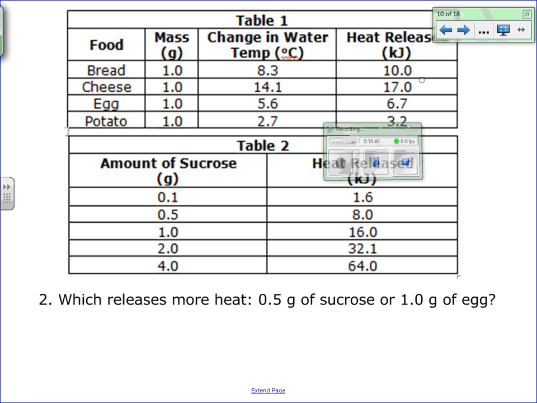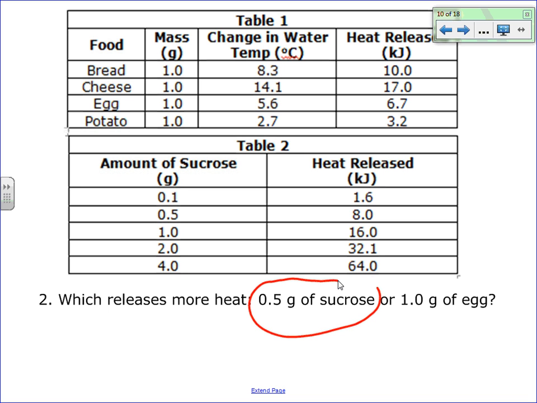All right, if you are pressing play at this point, that means you've answered 2, 3, 20, and 23 and are ready to go through the answers together. So first, let's get started. Which releases more heat, 0.5 grams of sucrose or 1.0 gram of egg? Let's answer this question. Good, 0.5 grams of sucrose. How did you get that answer?